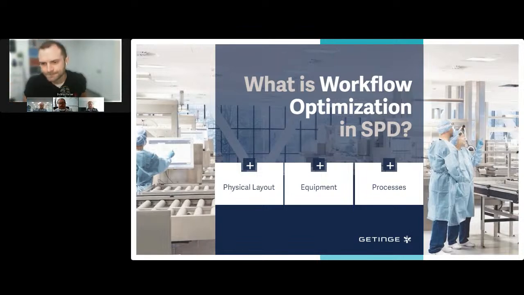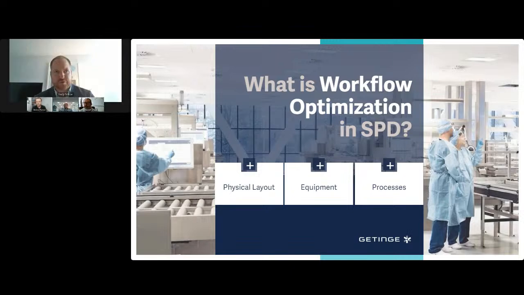Yeah, so I'll start with the physical layout, right? So when you're looking at the physical layout of an SPD, you're shooting for a unidirectional process, right? You're going from dirty to clean, and you want to make sure that you're moving forward. You're not going back to dirty. So you're really focused on that. You don't want any bottlenecking, and you're really hoping for efficiency, and you don't want to reduce any of your quality.